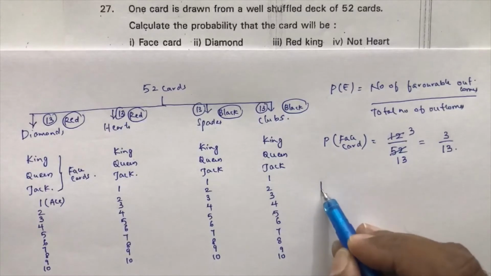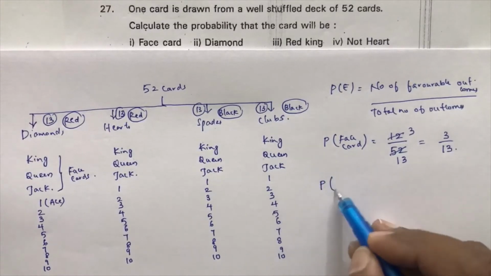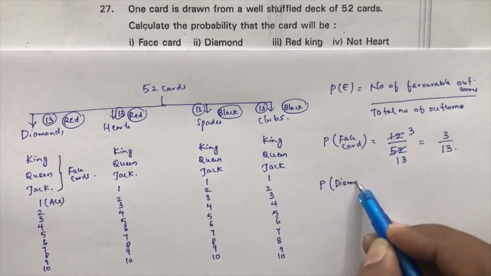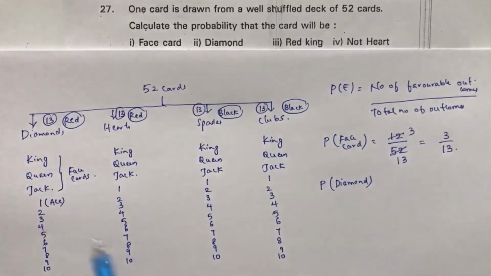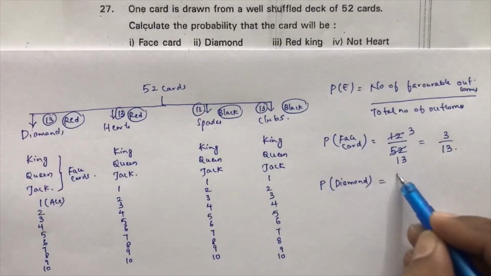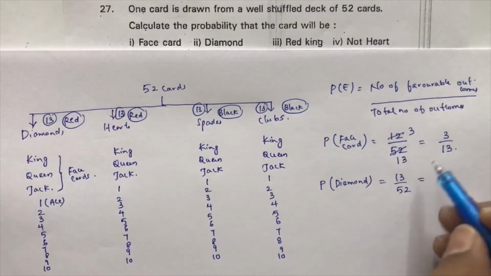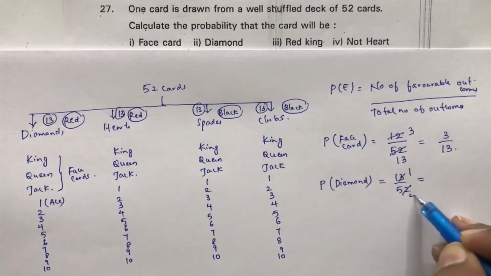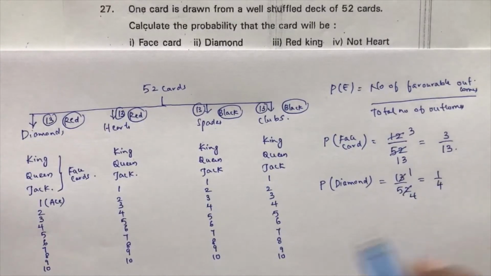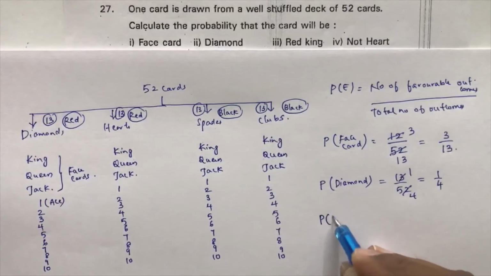Next, the probability of a diamond. They ask what is the probability of getting a diamond. We have 13 diamond cards, and the total number of cards is 52. So 13 by 52, which is 13 times 1 over 13 times 4, so 1 by 4. Next, the probability of getting a red king.